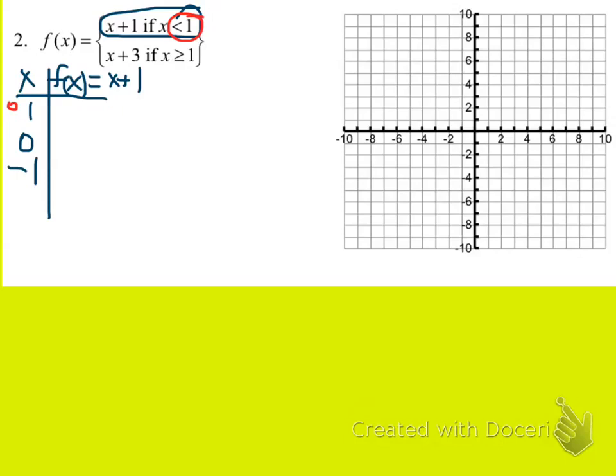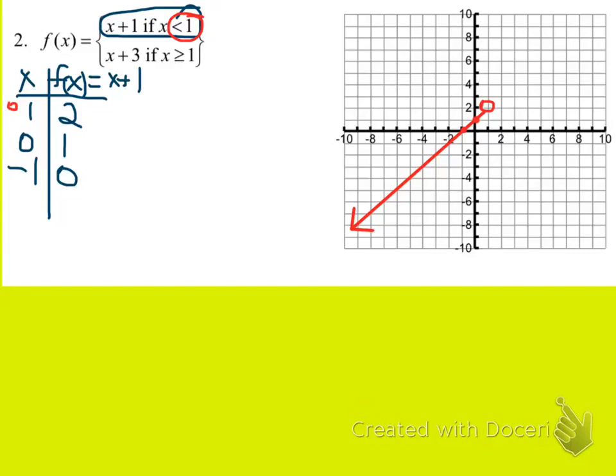So this time we substitute in x. So we have 1 plus 1. Our range would be 2. We have 0 plus 1, which means our range is 1. Negative 1 plus 1, which means our range is 0. Now it's time to graph. We put an open circle on 1, 2, because again, it's not including that point. And then we can put just dots on 0, 1, and negative 1, 0. And then we can go ahead and draw the line that looks like that.